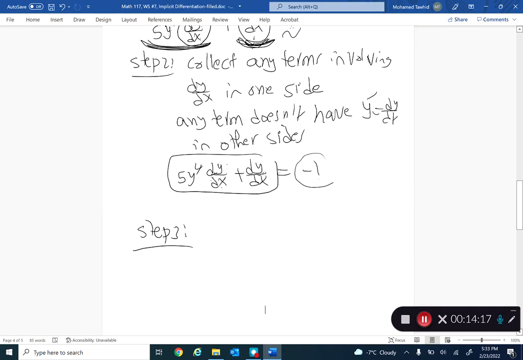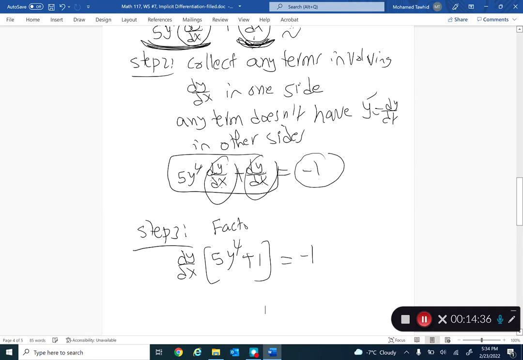The other side does not have any dy by dx. Last step here, I have to factor out dy by dx. If I factor out dy by dx from here, what do you have? You have y to the power 4. If I take dy by dx from here, you get 1, and that is equal to -1. So I factor out dy by dx from all the terms. If I take that dy by dx, you have 5y to the power 4. If I take dy by dx, you get just 1.